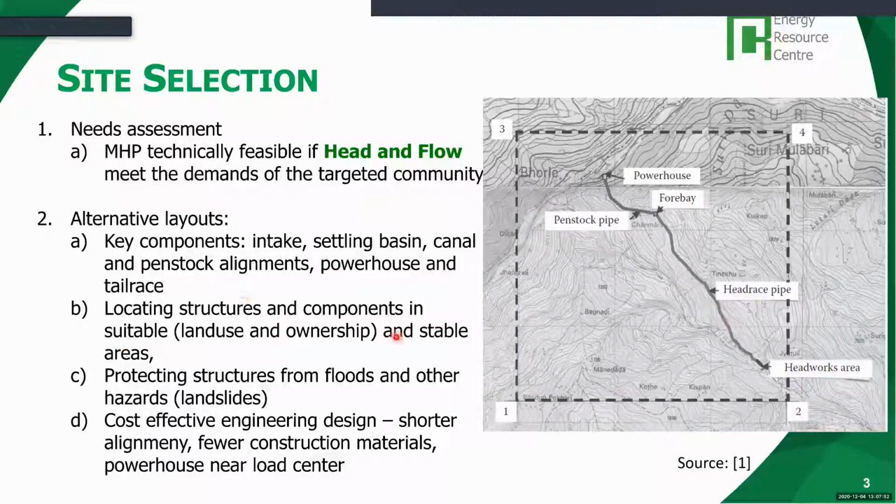Suppose you have some important land that you don't want to disturb, then maybe you should try to find an alternative that doesn't use that land. Also, it has to be stable. Suppose you are building your canal or a pipe here, if there is a landslide zone and the slope is unstable, then that will be a problem. So you should look at the components based on the land use and the ownership.